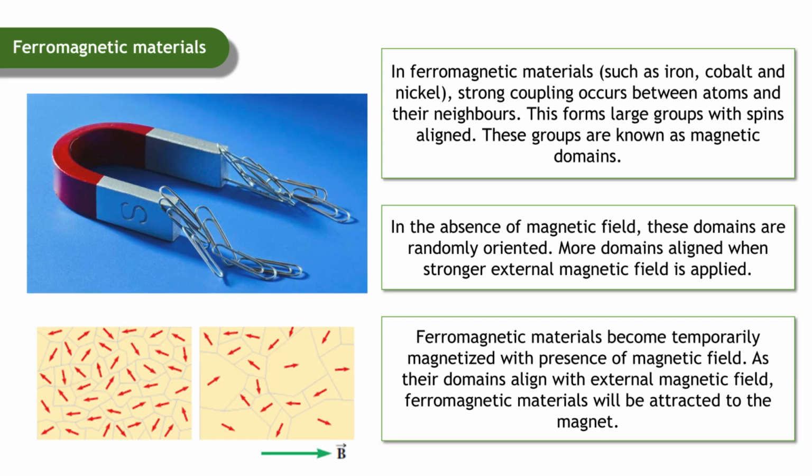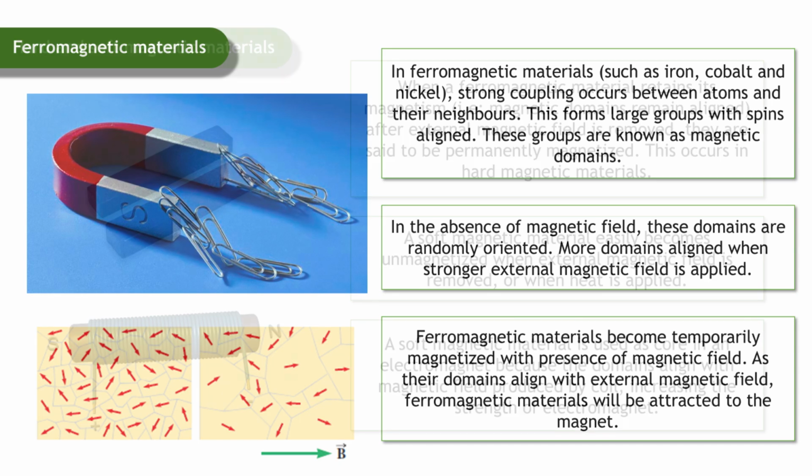Let's focus on ferromagnetic materials, such as iron, cobalt, and nickel. In these substances, a strong coupling occurs between neighboring atoms, causing them to form large groups where their spins are all aligned. These groups are known as magnetic domains. When there is no external magnetic field present, these domains are randomly oriented, pointing in various directions. However, when we apply a strong external magnetic field, more of these domains begin to align with that field.